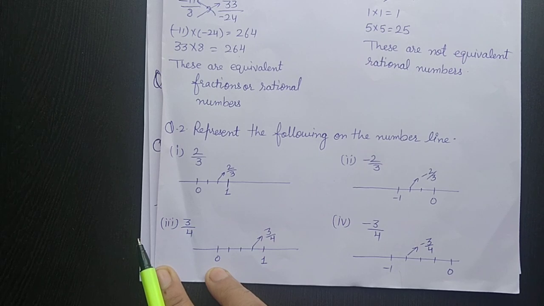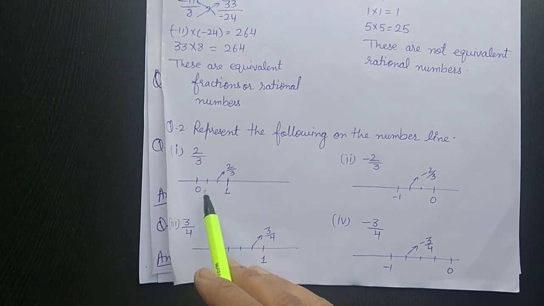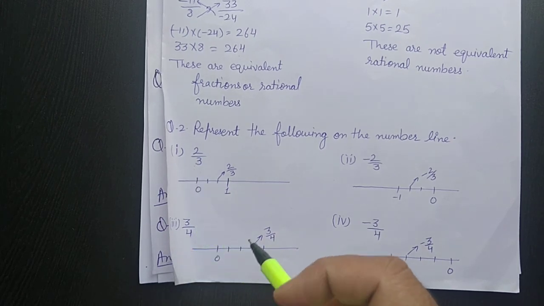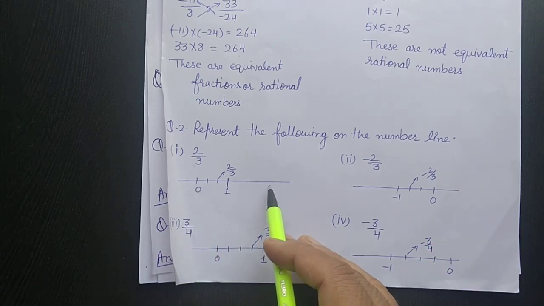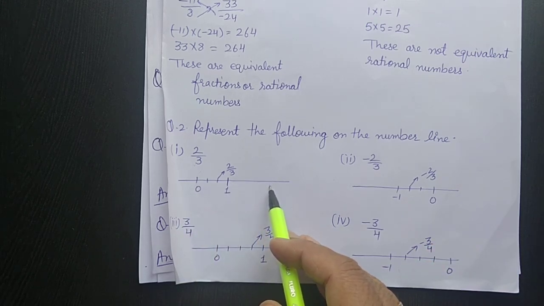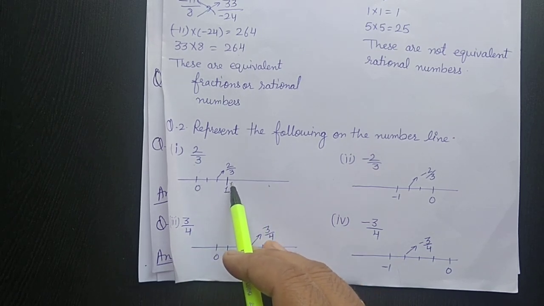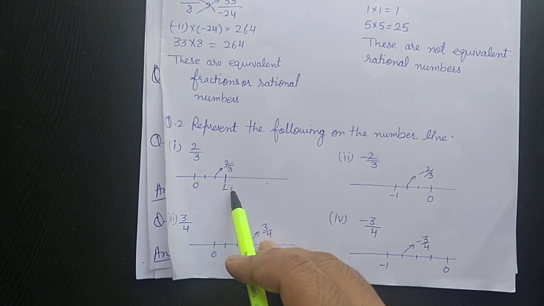represent the following numbers on the number line. So first of all, 2 upon 3. It is positive, so this number will lie on the right hand side. So first of all, mark a line, or you can draw a line. Mark 0 here, then 1, because your numerator is less than the denominator.